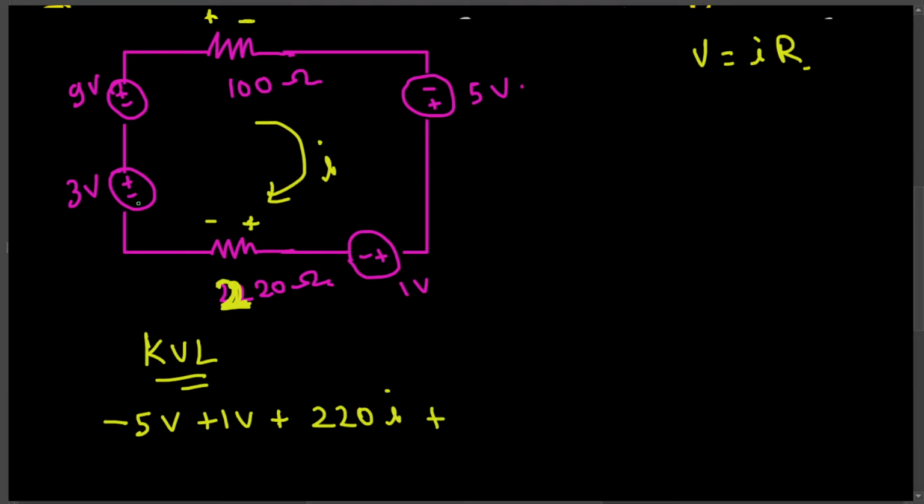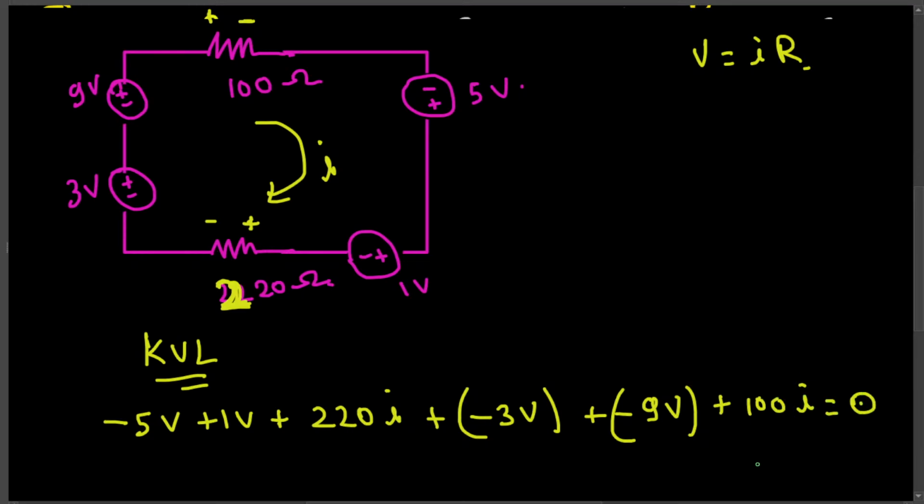Then here the current is going minus to plus, so that's minus 3 voltage. And then here also minus to plus, so that's minus 9 voltage. And then here plus to minus, that is 100I according to Ohm's law, and these should give us 0. Now how many unknown variables do we have? We have only one unknown variable. I is the only unknown variable, so we can solve for it.